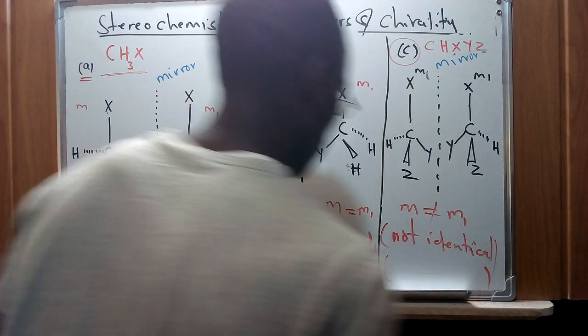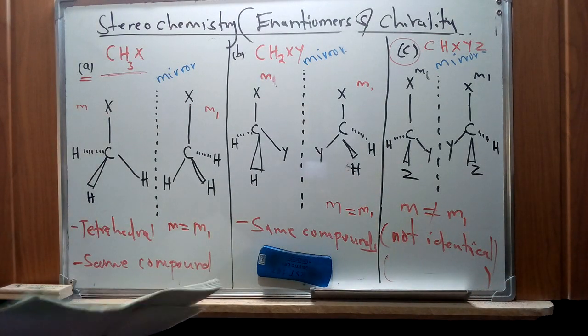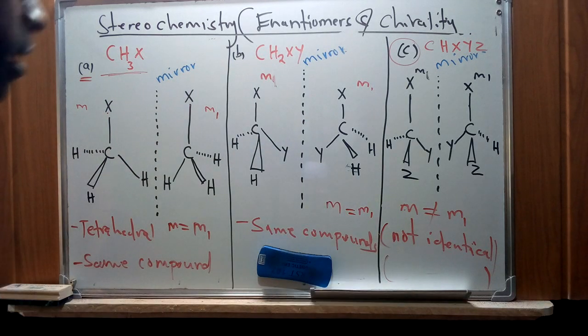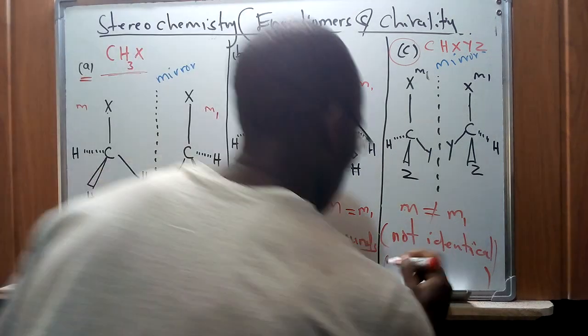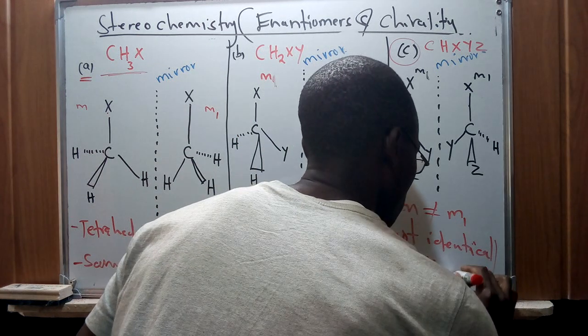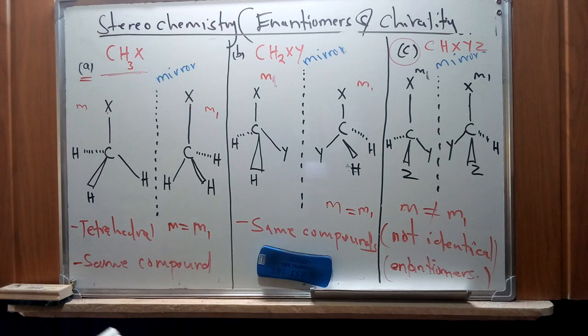So if we try to develop this idea from this particular case for scenarios A, B, and C, the difference that occurs in scenario C is what leads us to the concept of what we call enantiomers. So therefore, we can conclude that enantiomers are compounds that cannot be superimposed on their mirror image. Therefore, these compounds are referred to as enantiomers.